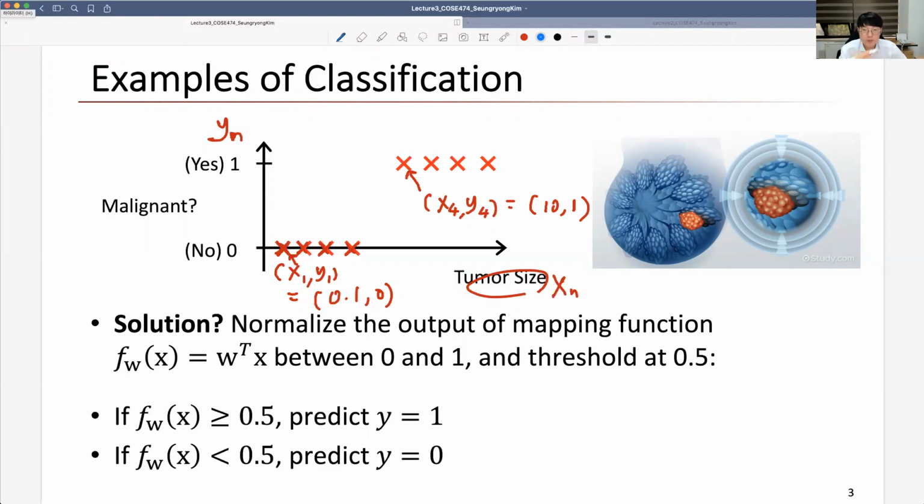The first thing we can do is to use linear regression, that is, define the straight line, right? Okay, so let's think about the regression technique first. If we find the linear mapping function using regression, it should be something like this, right? Let's say this is f_w(x), right? Is it correct? What's the problem of this notation?